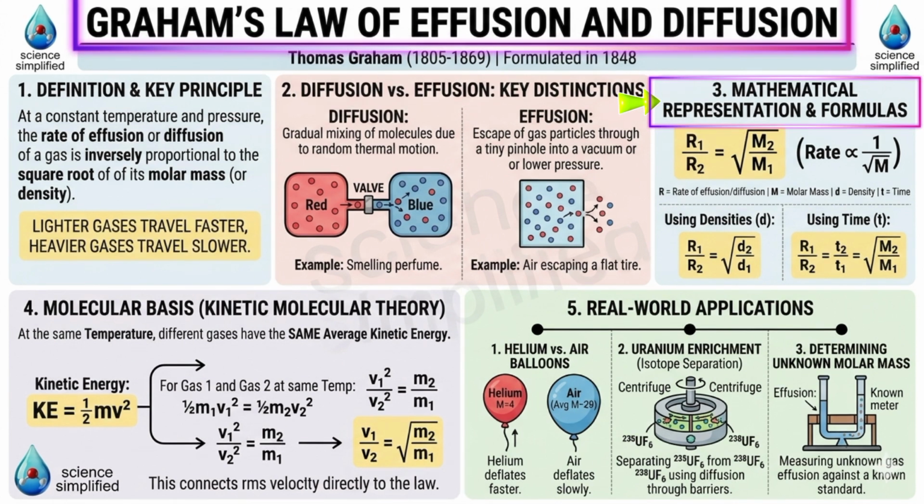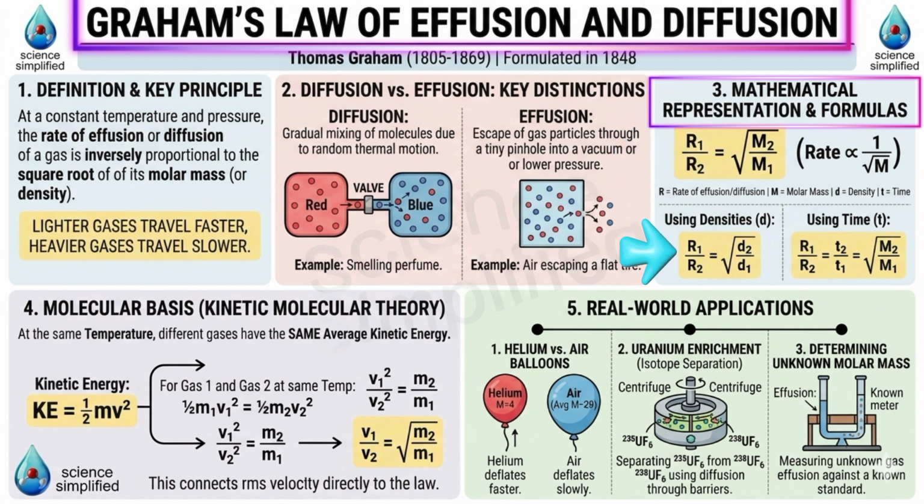Mathematical representation and formulas. Now, let us look at the mathematical side of Graham's law. To make this perfectly clear for voiceover readout, we will express the equations exactly as they are spoken. The core formula is written as rate 1 divided by rate 2 equals the square root of molar mass 2 divided by molar mass 1. This mathematically shows that the rate is inversely proportional to the square root of the molar mass.